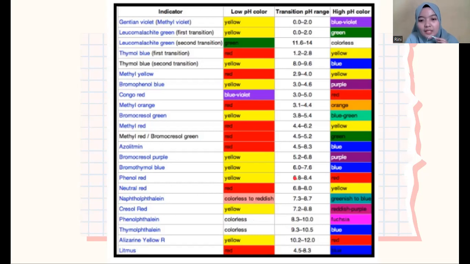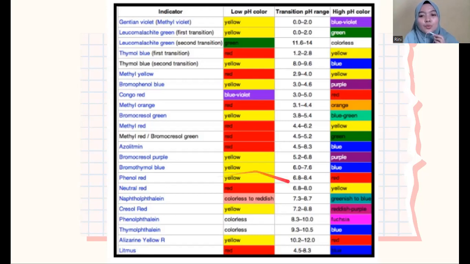And then let's pick another indicator that is related to 8.3, like this one. We can use phenol red. After that, use the same solution, put it into phenol red, and observe the color change. And then at the end, you will get a specific pH for that solution. That's the benefit of using acid-base indicators.